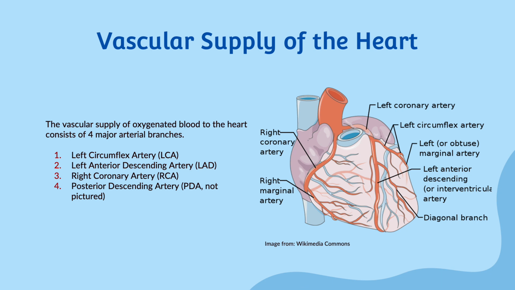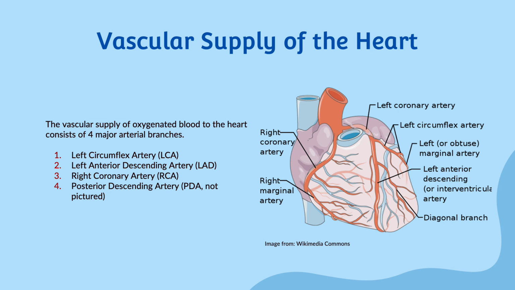Next, let's talk about the vascular supply of the heart. The coronary arteries are the main arteries that supply the heart with oxygenated blood. The coronary circulation is divided into 2 main branches, the right coronary artery and the left coronary artery. The right coronary artery arises from the aorta and supplies the right atrium, right ventricle, and the inferior portion of the left ventricle. In 80 to 90% of people, the posterior descending artery arises from the right coronary artery. However, in the rest of the population, it is a derivative of the left coronary artery.